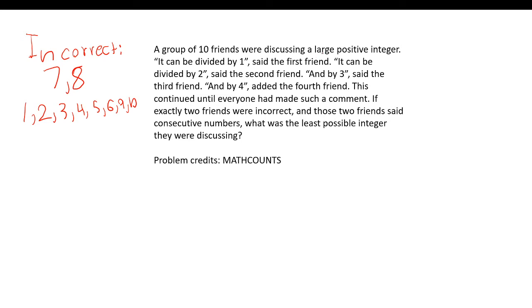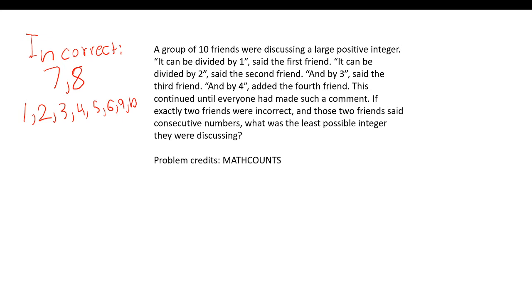They're discussing a large positive integer. Notice that this large positive integer part doesn't really matter. I could consider 10 to be a large positive integer. It doesn't really matter that way. So we'll try to construct any number. We're going to build a case, and then we want to work our way down to get to the least possible integer that they were discussing.